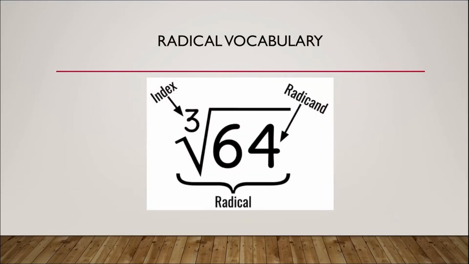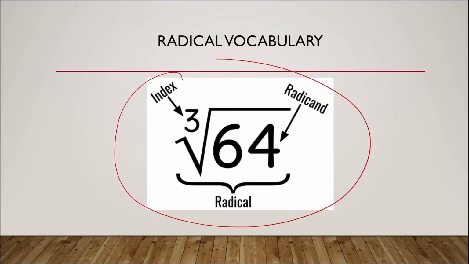Alright, so here's a radical. This entire thing right here is all a radical. A radical is made up of a couple parts. We have our index number right here, which fits in this little nook. The index number tells me some information, as well as the radicand, which is this number underneath the radical symbol. So the radicand means some number multiplied by itself, index times, so 3 times, equals 64.